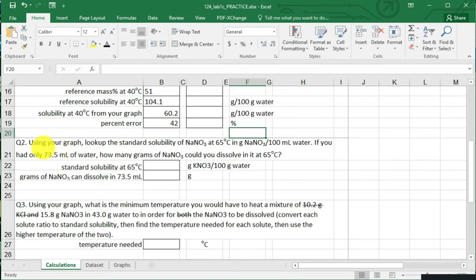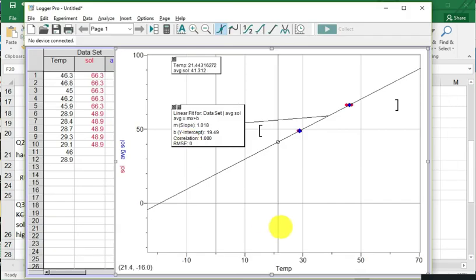All right, so how would I do this next question? Using your graph, look up the standard solubility of sodium nitrate at 65 degrees. And if you only had 73.5 milliliters of water, how many grams would you dissolve in it at 65 degrees? So I'm going to look up the standard solubility. Again, I'm going to use that graph. So now I want it at 65.